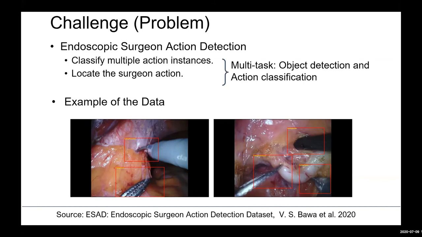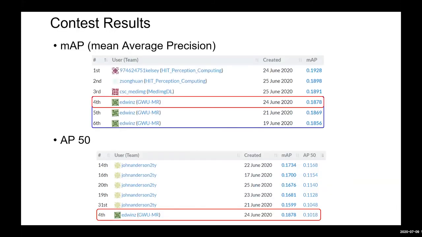Though object detection and image classification have achieved significant improvement with deep learning, surgeon action detection is still a challenging problem. By glancing at the data examples, one can intuitively tell the discrepancies between surgical images and natural images. In the ESAD contest, we placed fourth to sixth in mAP and were the runner-up team in AP50. So in the following slides, I will explain our method, which took second place in AP50 in the challenge.